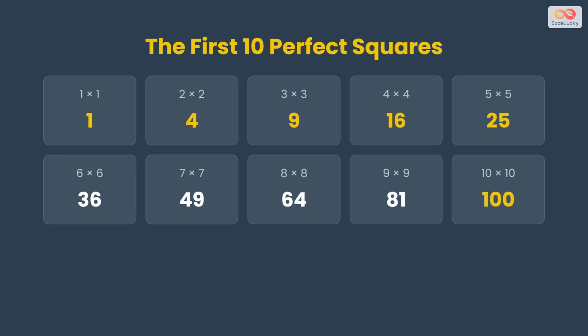Here are the first 10 perfect squares. 1 times 1 is 1, 2 times 2 is 4, 3 times 3 is 9, 4 times 4 is 16, 5 times 5 is 25, 6 times 6 is 36, 7 times 7 is 49, 8 times 8 is 64, 9 times 9 is 81, and 10 times 10 is 100. Memorizing these will help you a lot in math.